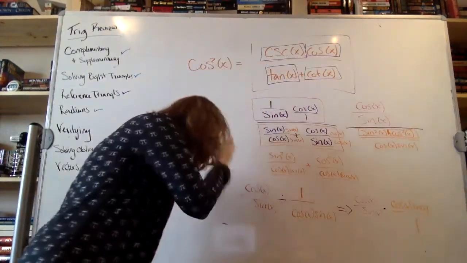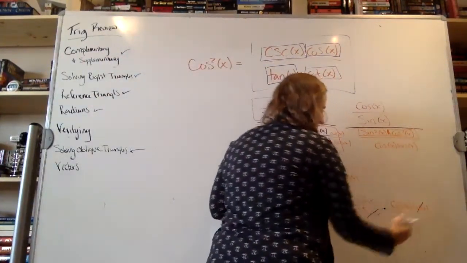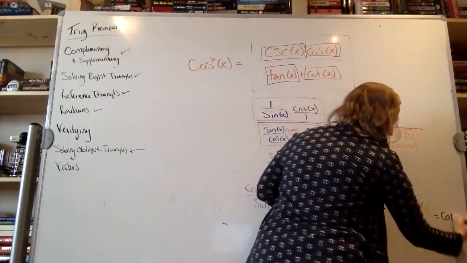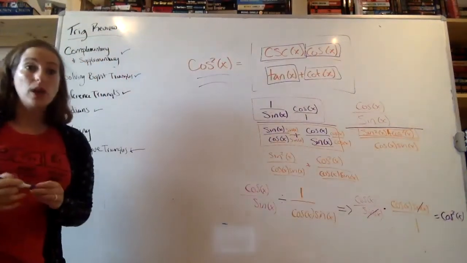And now I'm going to look at, can I do any canceling top and bottom? We'll have a sine on bottom and a sine on top. So that just leaves me with a cosine times cosine on top, which is cosine squared, which is exactly what we wanted. So we're done.